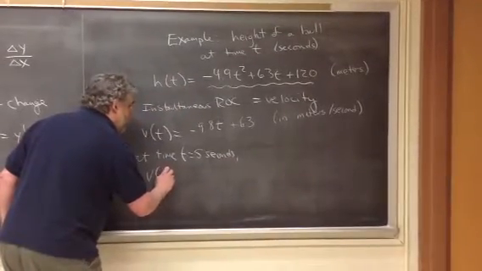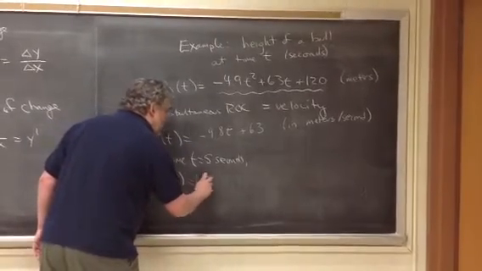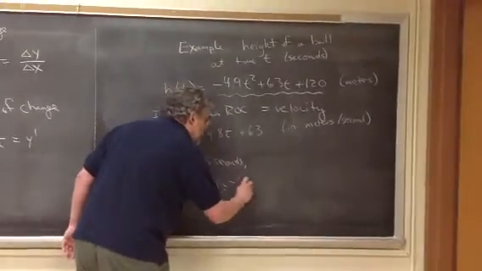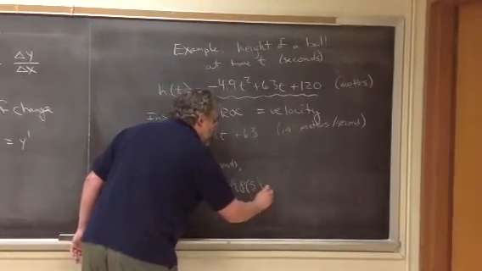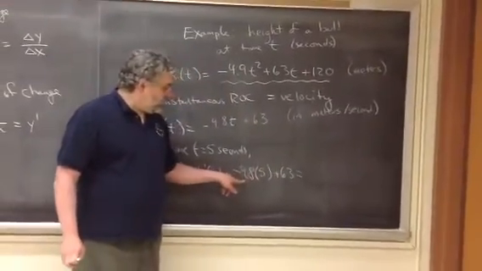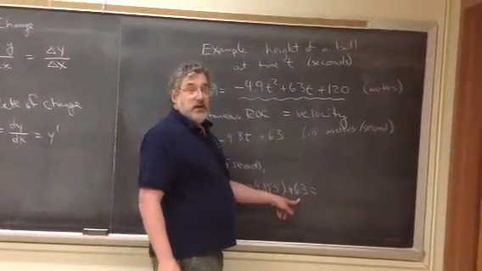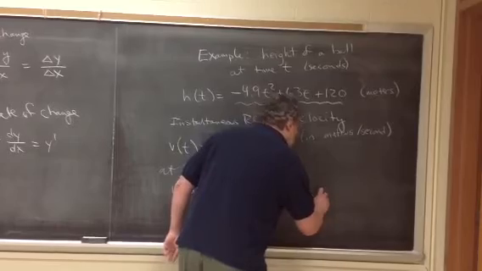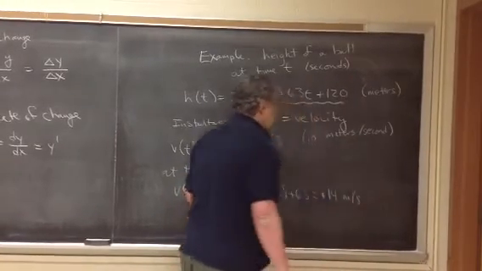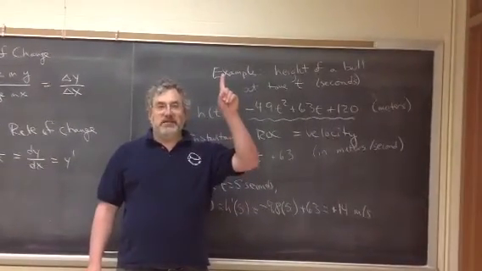V of 5 will equal h prime of 5, which is this. We'll multiply a 5 in there. We just put 5 in for t. Now, if you do that, you get minus 49. Add the minus 49 to this, and you're going to get 14. Plus 14 meters per second. So which way is it going? It's still going up after 5 seconds.